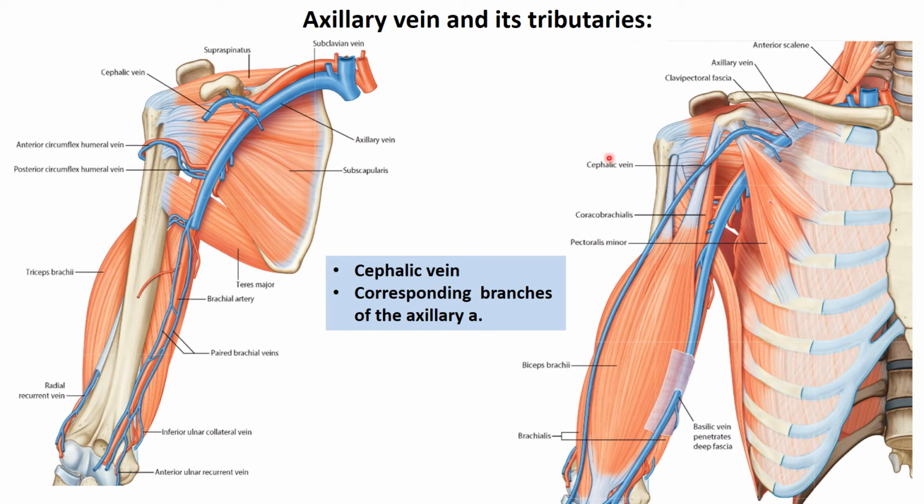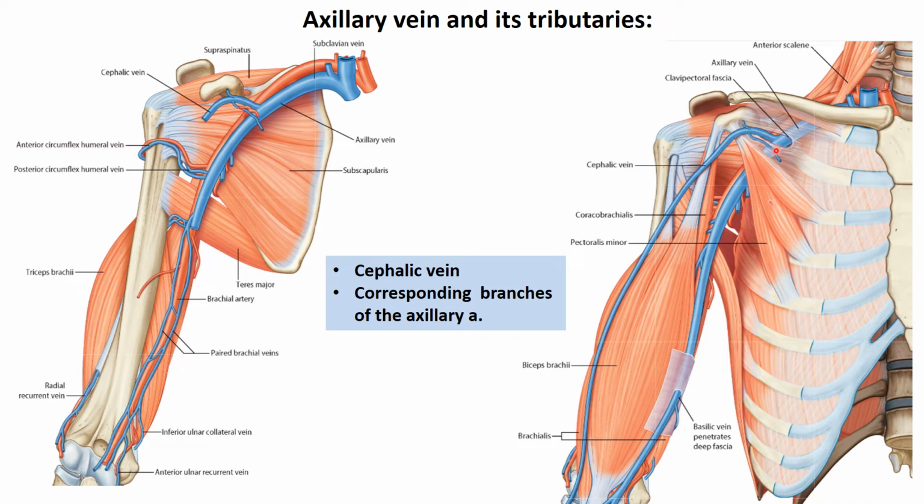Now, axillary vein. The axillary vein and its tributaries are another major content of the axilla. As you can see here, these are the two superficial veins. If you remember, this is the cephalic vein that remains superficial all the way up to the shoulder region, where it pierces the deep fascia, which we call the clavipectoral fascia, and drains into the axillary vein. So one of the tributaries of the axillary vein is the cephalic vein.